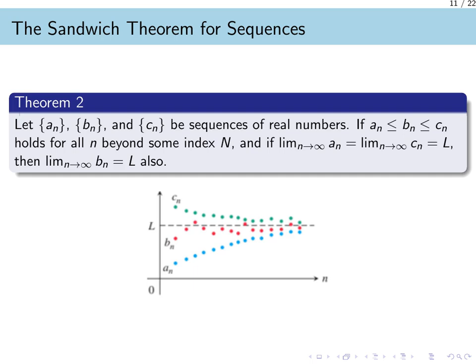The conditions are straightforward. First, for all terms eventually, the sequence a sub n must be less than or equal to b sub n, which in turn must be less than or equal to c sub n. Second, and this is the key, the 2 outer sequences, a sub n and c sub n, must both converge to the exact same finite limit, which we will call L.